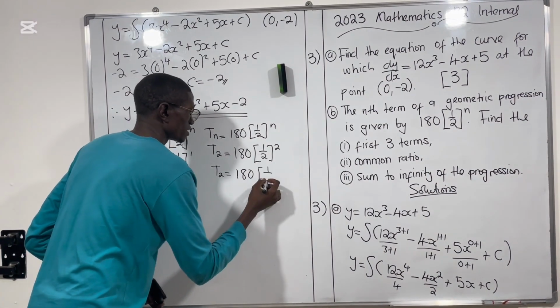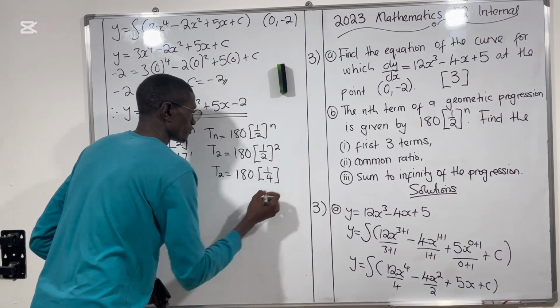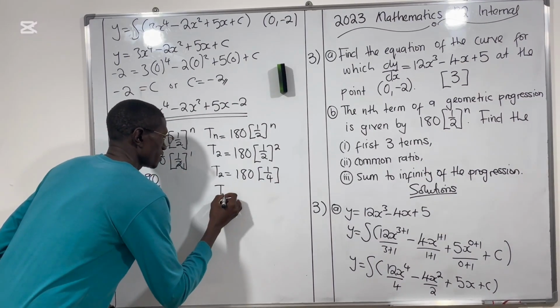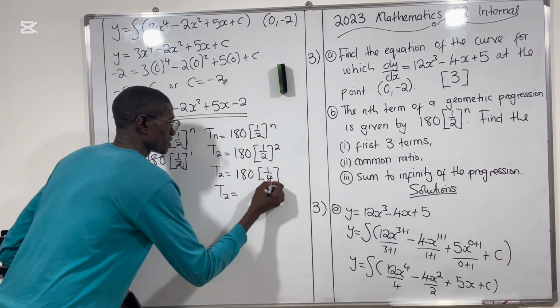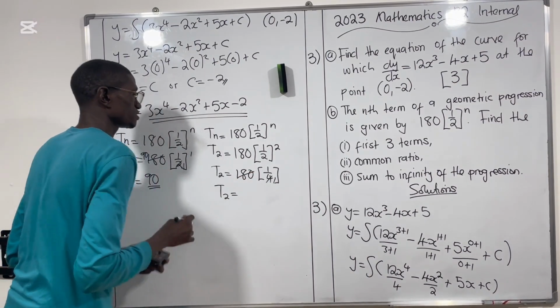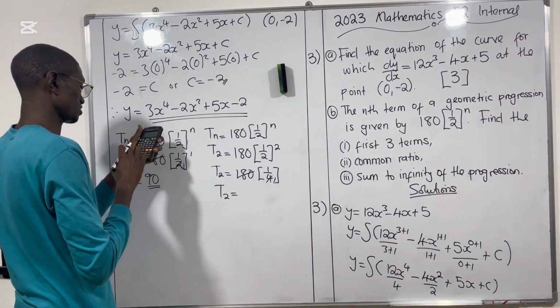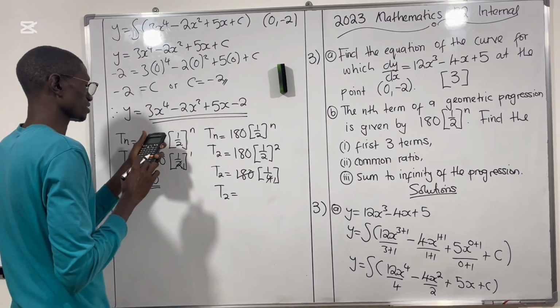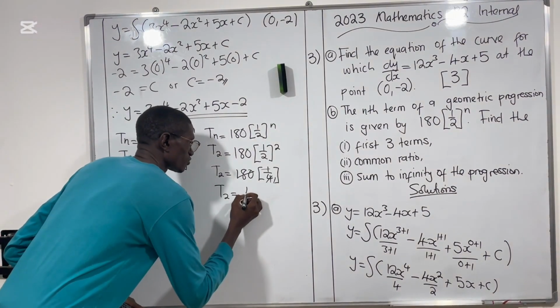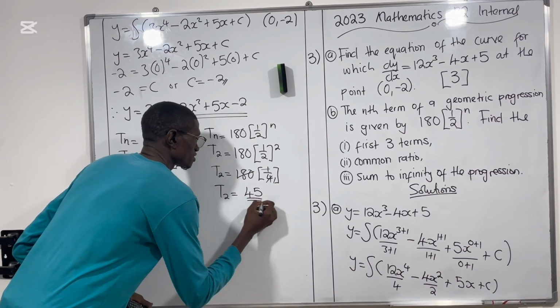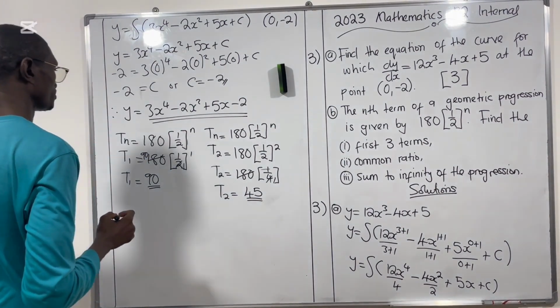over, what is 2 squared? 2 squared gives us a 4. And then we can simplify by simply saying 4 there, 1. 4 into 180 should be 45. 180 divided by 4 gives us 45. 45 times 1 there will give us 45. So this is the second term.